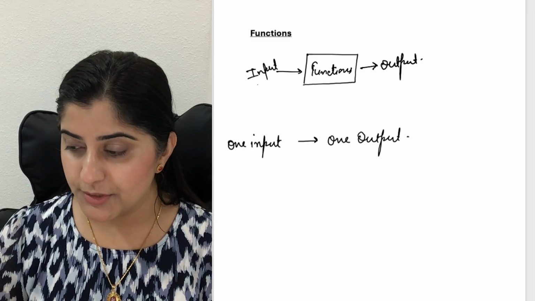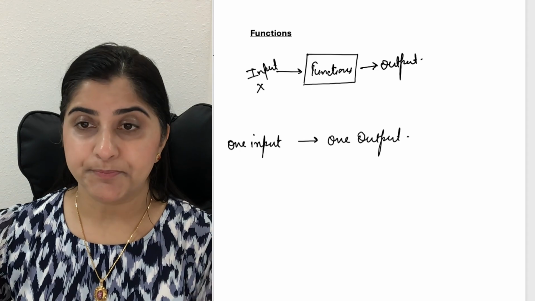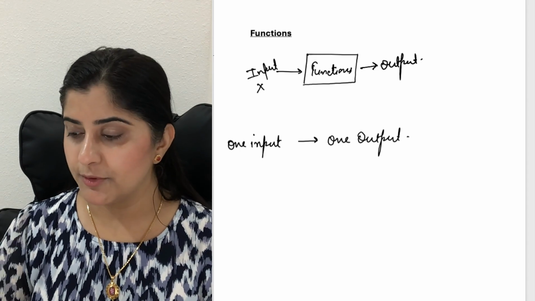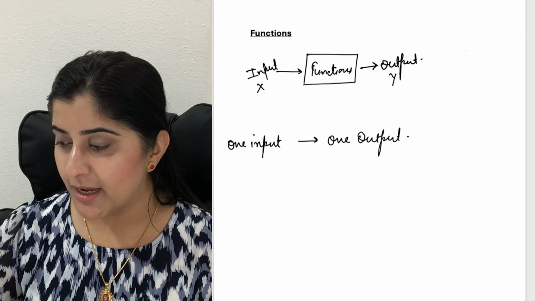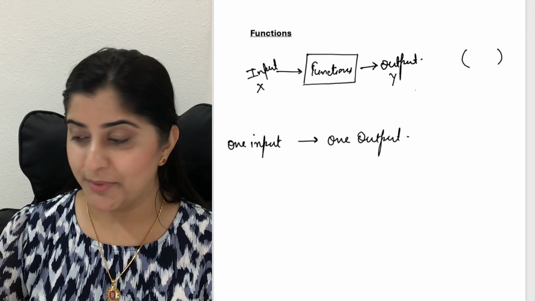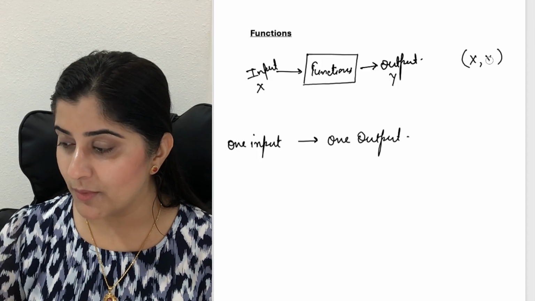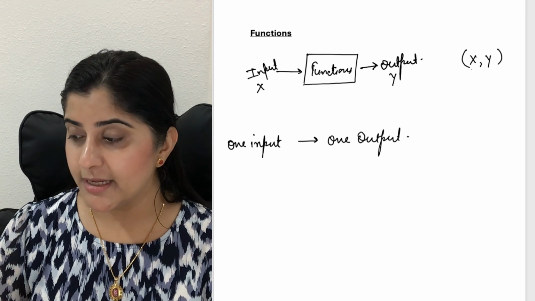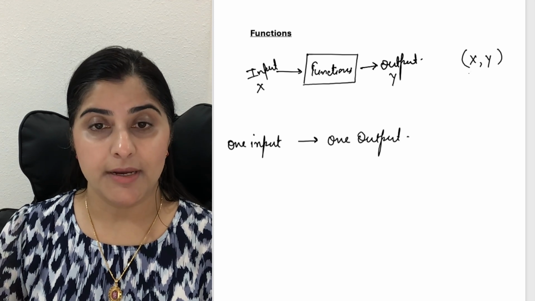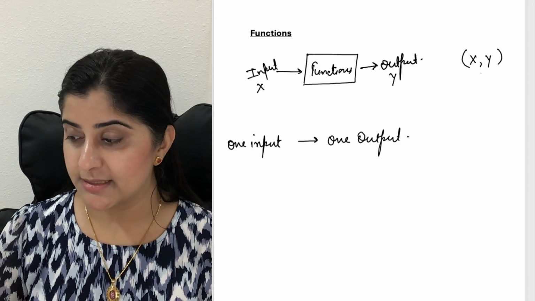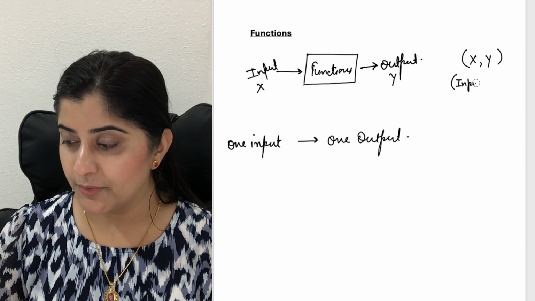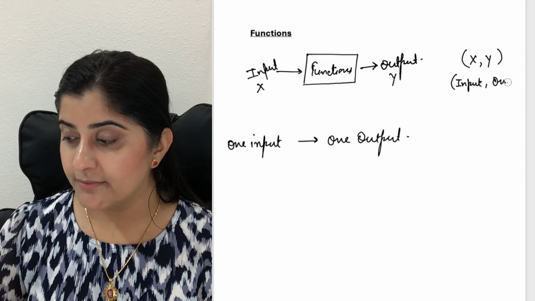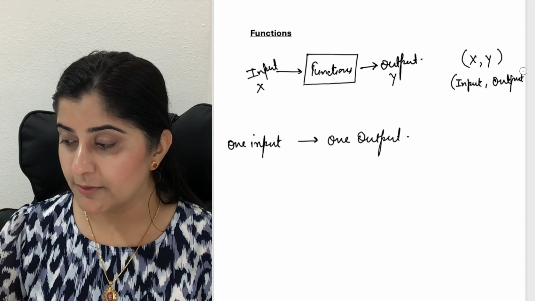And we always denote inputs with the x variable. The corresponding output we denote with the y variable. And we write this as an ordered pair, x comma y. The first coordinate always represents the x variable and the second coordinate always represents the y variable. In this context, the first variable is the input and the second variable is the corresponding output.